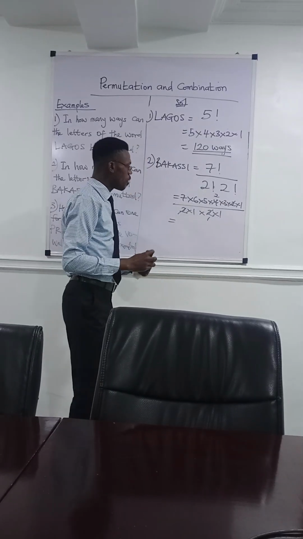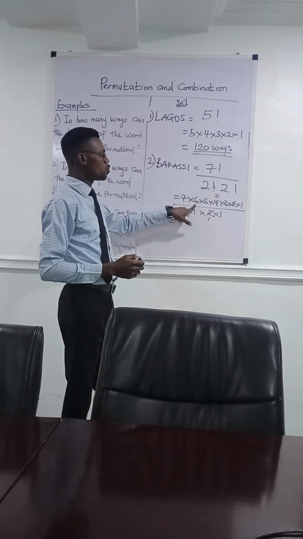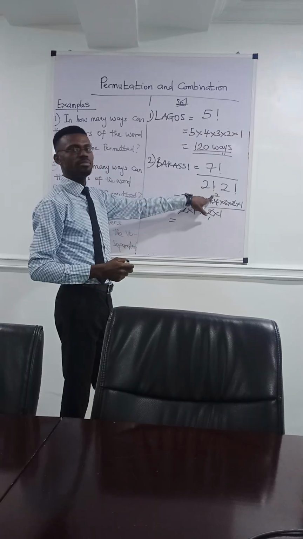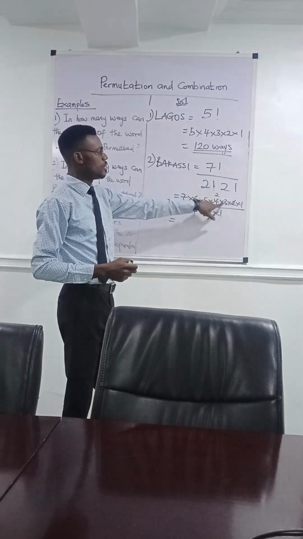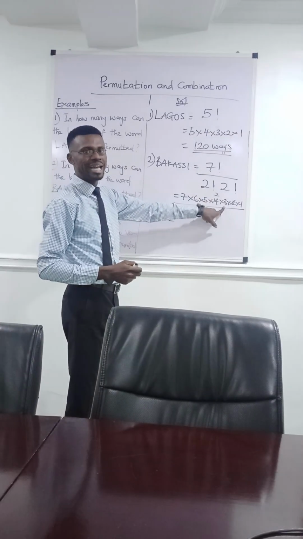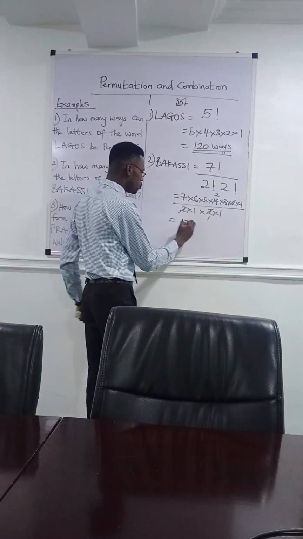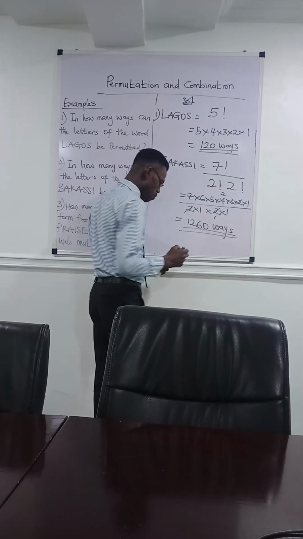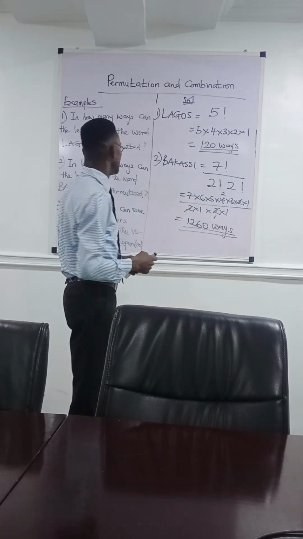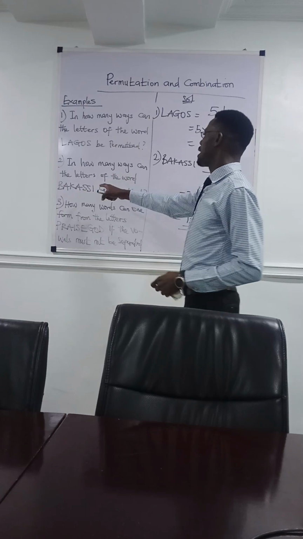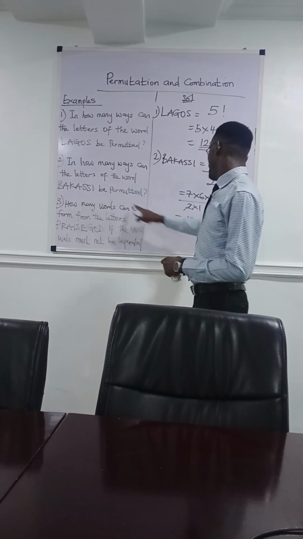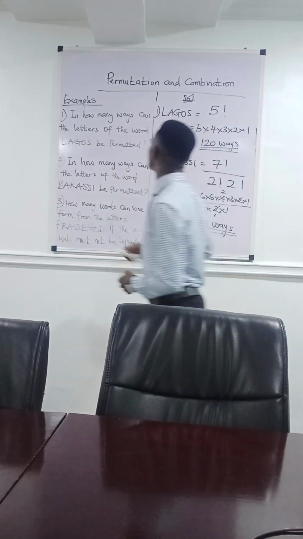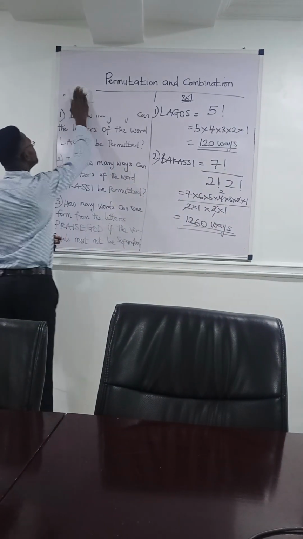So my final answer becomes 7 times 6, that's 42. 42 times 5, that's 210. 210 times 2, that's 420. 420 times 3, that is 1,260. So my final answer becomes 1,260 ways. So the number of ways the letters of the word Bakassi can be permuted is 1,260 ways. Now let's look at the third example.